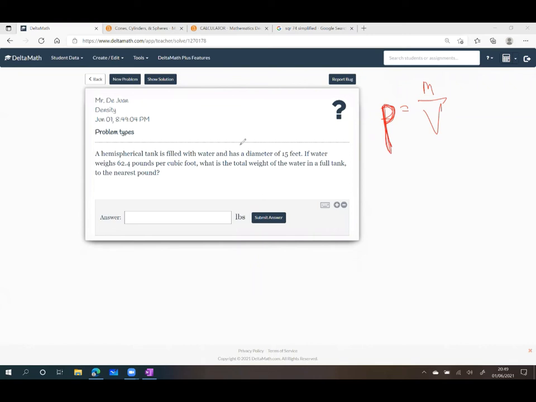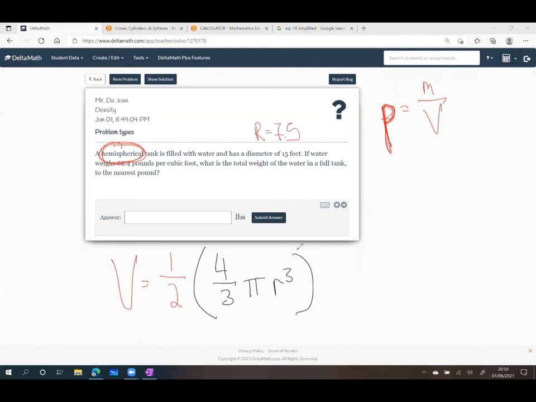Read the following carefully. Hemispherical. We know that the volume of a hemisphere is half of the equation for a sphere. We have a diameter of 15. So if the diameter is 15, we know that the radius must therefore be 7.5. Let's plug that number into the following. Now we have the volume equal to 1/2 of 4 over 3 pi times 7.5 squared.